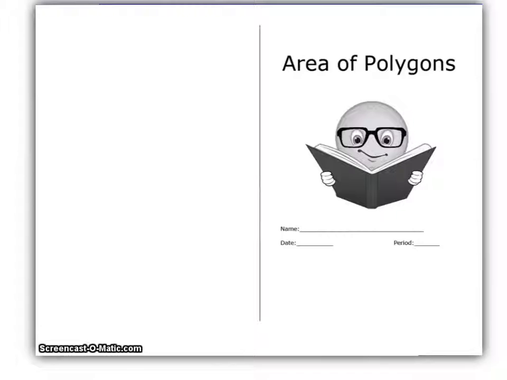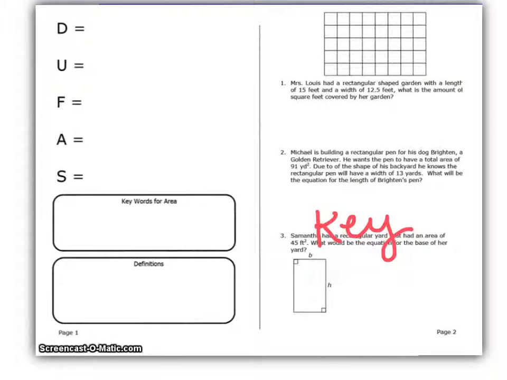Alright, so we're going to go ahead and take a look at the area of polygons foldable. And this is the foldable that you're going to use to work with your students on looking at the area of polygons. So to start, what you'll want to do is look at your DOOFUS. Your DOOFUS problem solving method is what's going to help your students work through each of their problems.